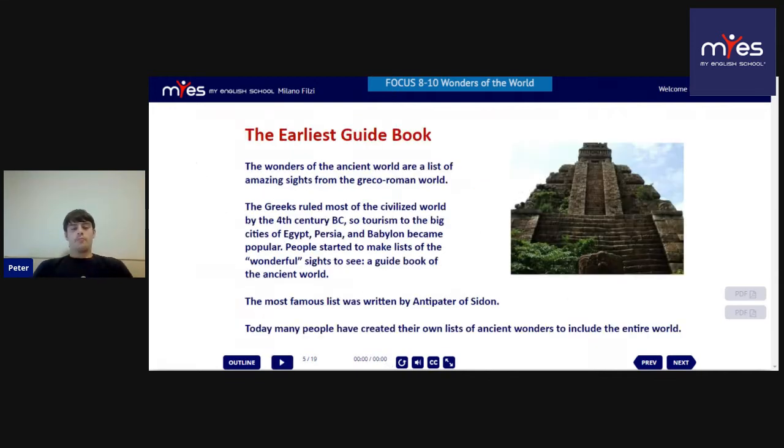The earliest guidebook. The wonders of the ancient world are a list of amazing sights from the Greco-Roman world. The Greeks ruled most of the civilized world by the 4th century BC, so tourism to the big cities of Egypt, Persia, and Babylon became popular. People started to make lists of the wonderful sights to see, a guidebook of the ancient world. The most famous list was written by Antipater of Sidon.